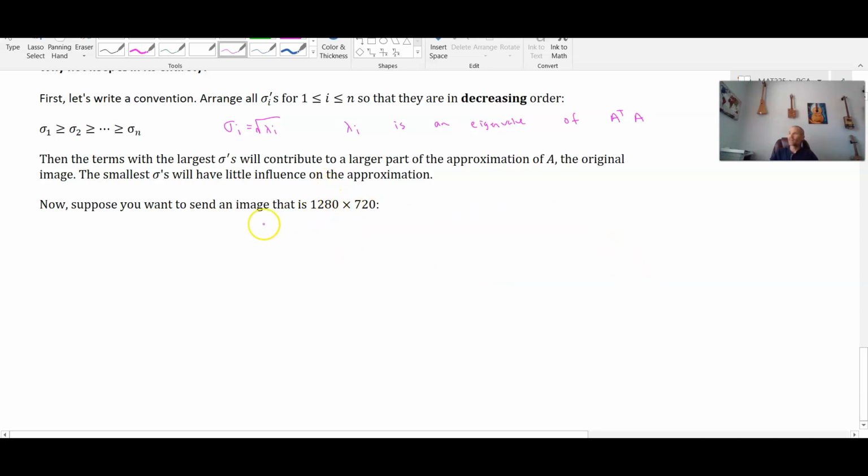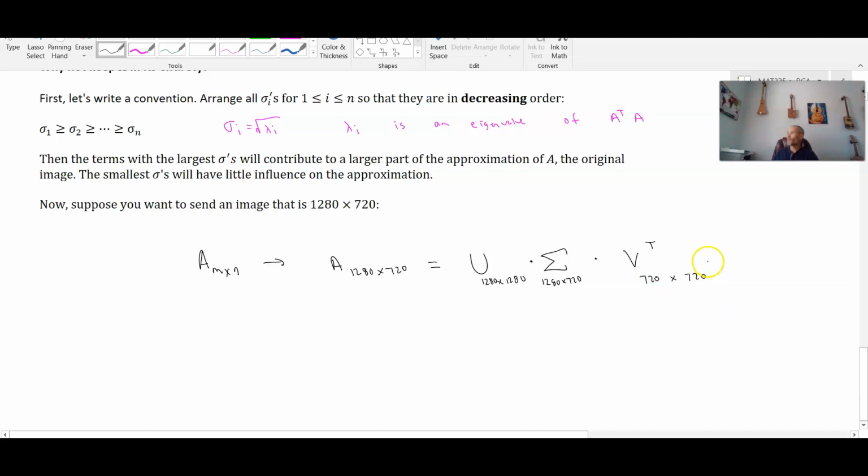Now, if A is an m by n matrix, in this case it's going to be a 1280 by 720 matrix. That means that our U matrix, which is m by m, will be 1280 by 1280. Our sigma matrix will be 1280 by 720, same size as A. And then our V transpose matrix will be n by n, which is 720 by 720.